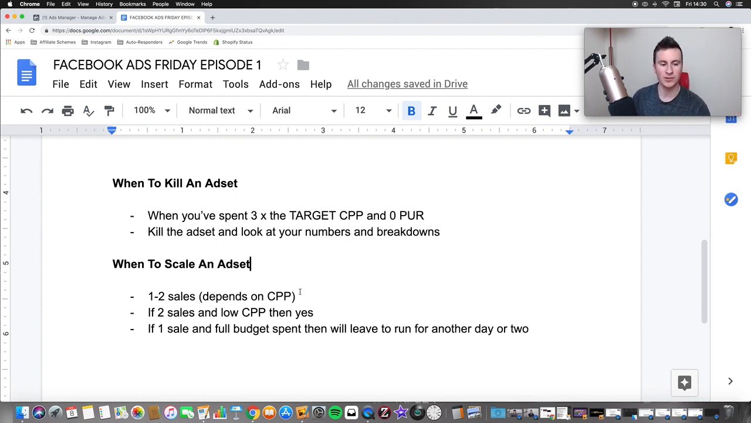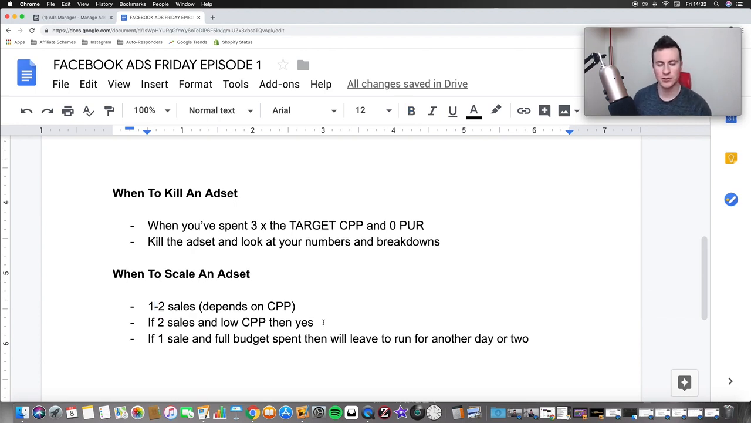So what I tend to do is give it at least 3 times the target cost per purchase before I even consider killing it or scaling it. So I've spent 3 times the target CPP and I've got between 1 and 2 sales. Now, am I going to scale this? If I spend 3 times the target CPP and I get 2 sales, then yes, I will scale that ad set. Now, anybody who does the maths on this will work out I'm still making a loss here.